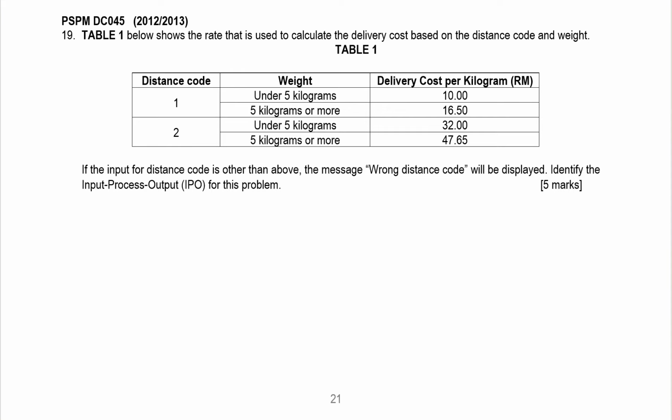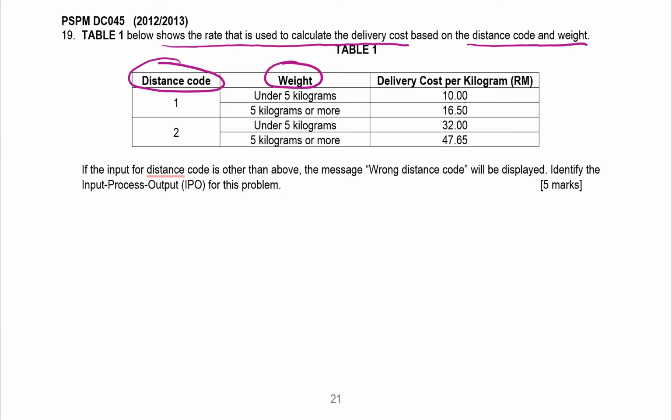Okay, for this question, table 1 below shows the rate that is used to calculate the delivery cost based on distance code and weight. So first of all, you have to identify the control structure for this question. So what is the control structure? Of course, this one is a selection. Why? Because here you have first condition and second condition.